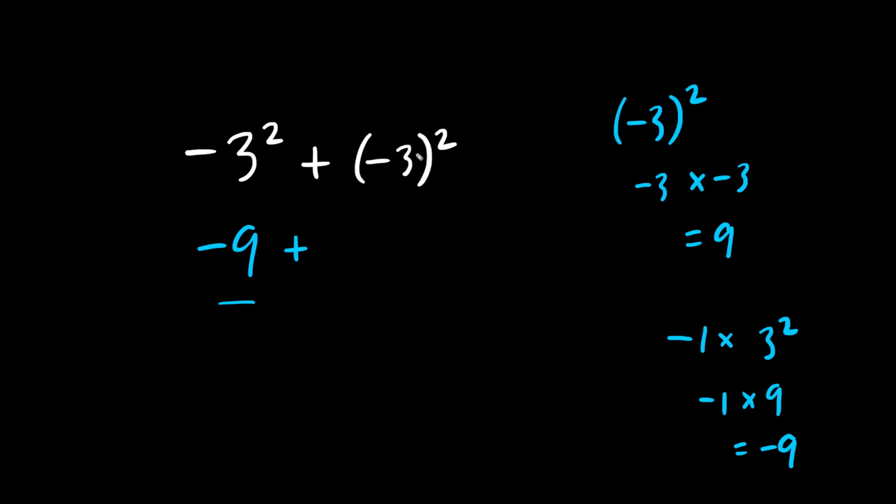We're adding bracket negative 3 squared, which is negative 3 times negative 3, is positive 9. What is negative 9 plus 9? The answer is 0.